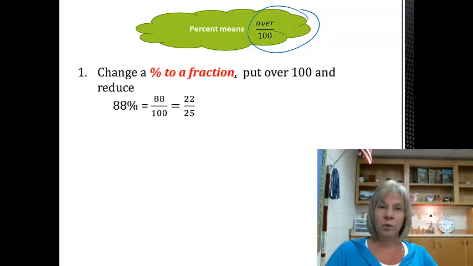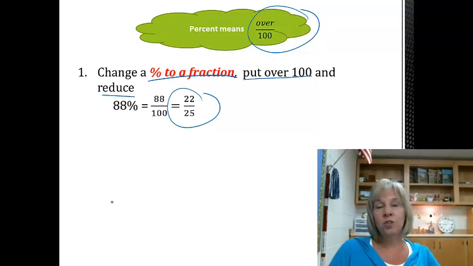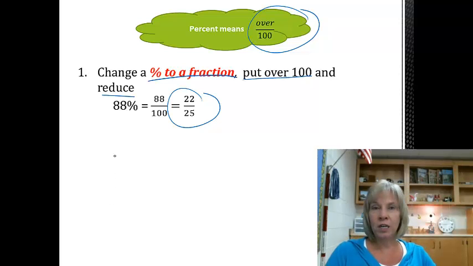The first example, changing a percent to a fraction. This is one of the easiest methods. To change a percent to a fraction, like 88%, we put the number over 100 and then reduce our fraction. So put it over 100 and then reduce. So 88 over 100 reduces to 22/25. That's a pretty easy one.